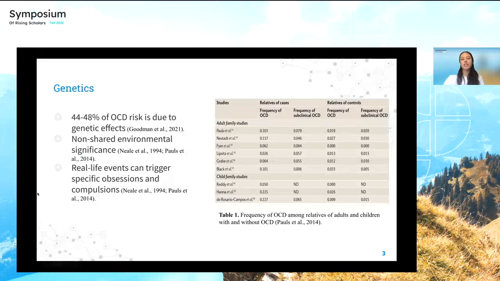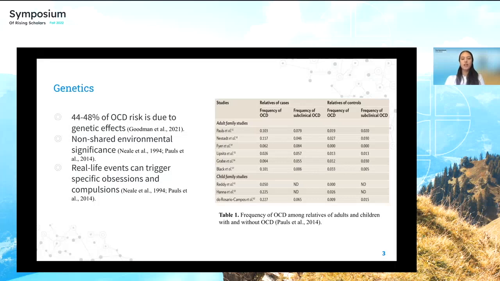Real-life events can trigger specific obsessions and compulsions, including contamination fears, avoidance behaviors, rituals, etc. Family members who know that OCD runs in the family can look for various environmental triggers, but ultimately rely on obvious behavioral changes for diagnosis. A study of individuals from the Swedish National Patient Registers found that 40 to 44% of OCD risk is due to genetic effects. The table and the study signify that OCD is genetic.